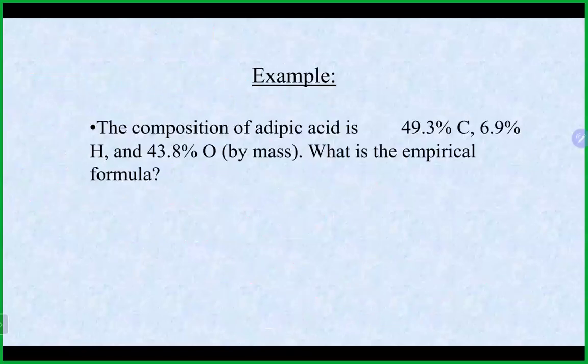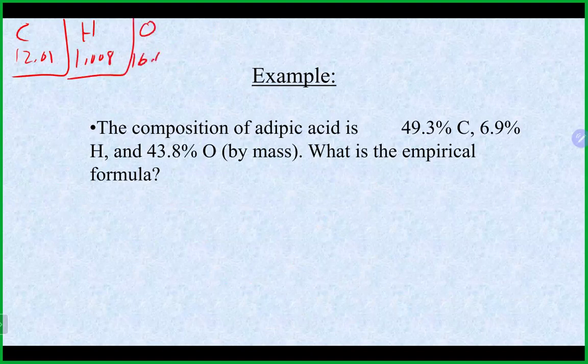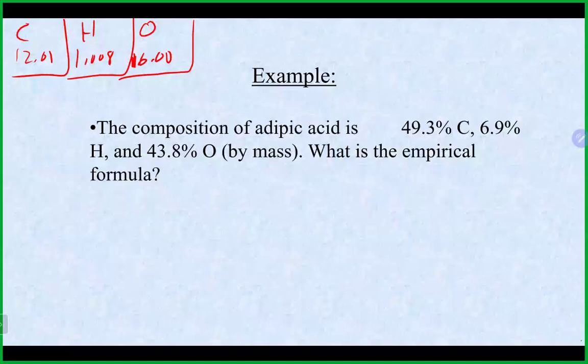The composition of this acid is 49.3% carbon, 6.9% hydrogen, and 43.8% oxygen. What is the empirical formula? Again, carbon is 12.01, hydrogen 1.008, oxygen 16. Okay, let's take a look, see how you're doing.